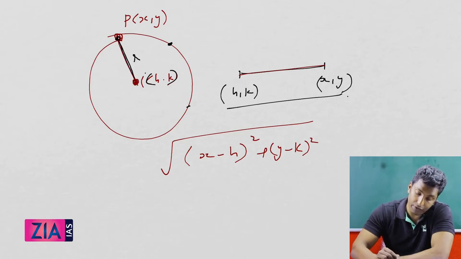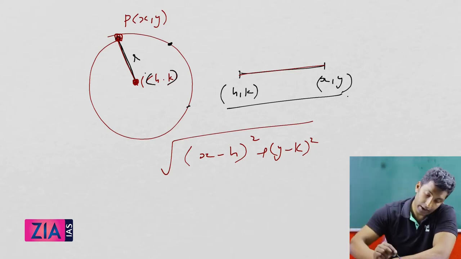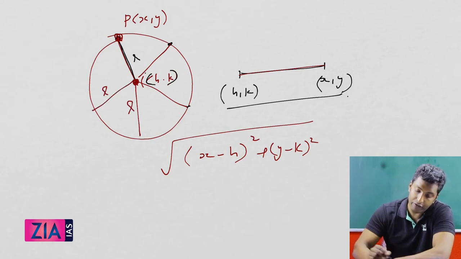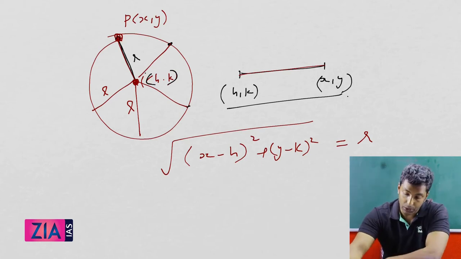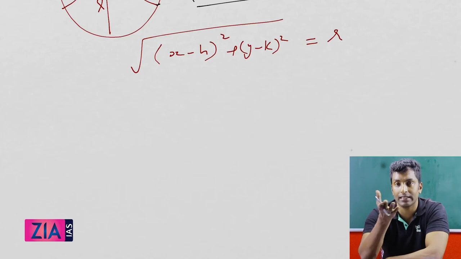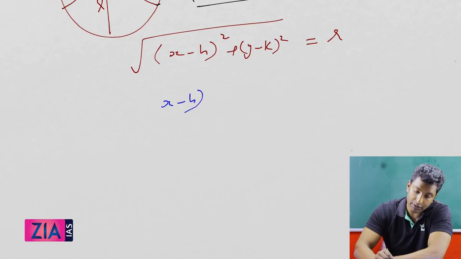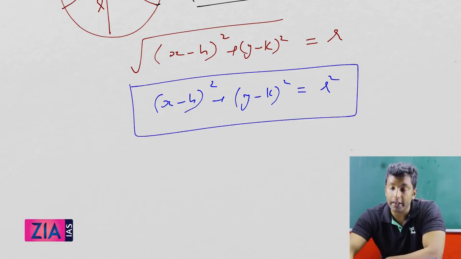Because this distance is from the center to the moving point, and the moving point will always be on the circle. Whether you take the moving point here, or here, or here, everywhere you are going to get the same R. But x and y can vary. So this is how you apply the distance formula: if you take the square root of (x minus h) square plus (y minus k) square, you'll get the radius. Now you can square both sides to remove the square root. So (x minus h) whole square plus (y minus k) whole square equals R square, and this is your equation of a circle.